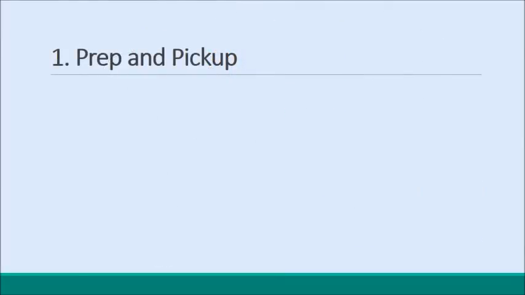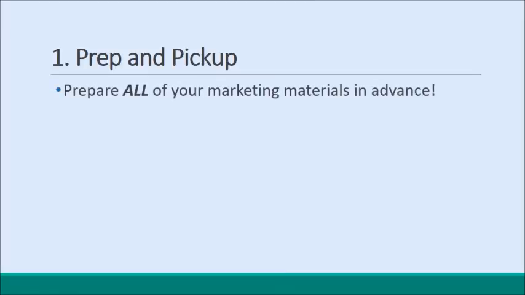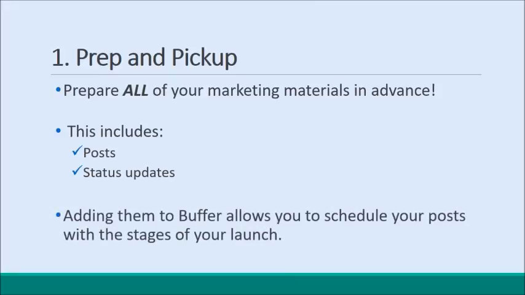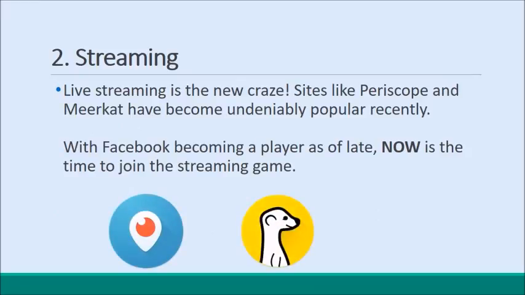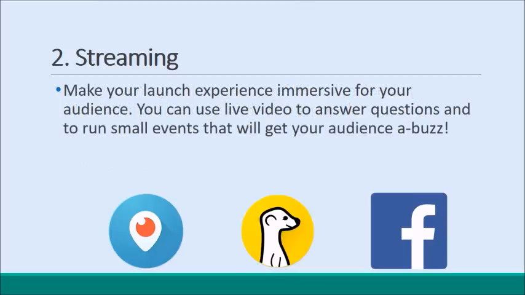Prep and pickup. One tip is to use the strategy called prep and pickup. That is to say that you should prepare all of your marketing materials in advance of going live with your product. You can do this on social media by writing all your posts and status updates and then adding them to Buffer. This will let you schedule your posts to coincide with the stages of your launch, even letting you update your audience with a live countdown. Stream. Don't forget the streaming sites like Periscope or Meerkat, and especially now that Facebook is in on the act too. You can use live video to answer questions and to run small events that will get your audience abuzz.